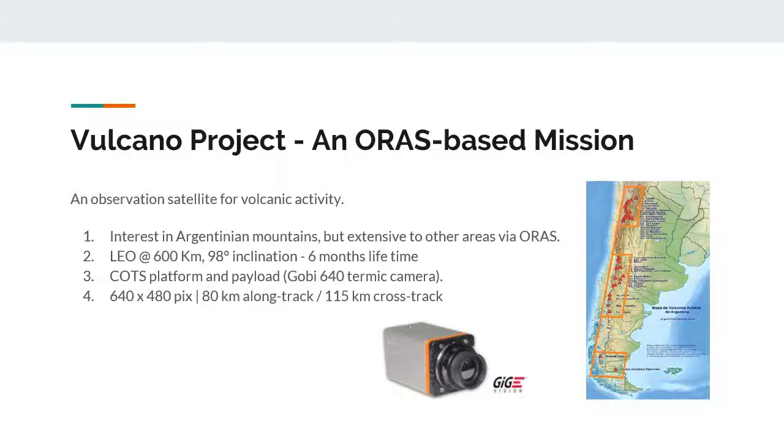The Volcano project is focused on observing volcanic activities via a thermic camera, which is a commercial off-the-shelf industrial camera, going to be mounted in a LEO CubeSat flying at around 600 kilometers, 98 degrees of inclination, and with a 6-month lifetime. This is a Bobby 640 thermic camera. It's an industry available camera with 640 by 480 pixels, which gives 80 kilometers and 115 kilometers cross track swath of observation.